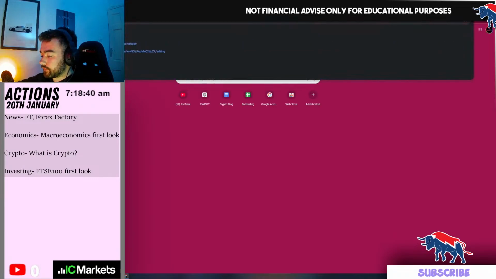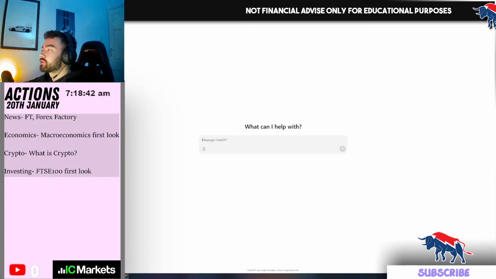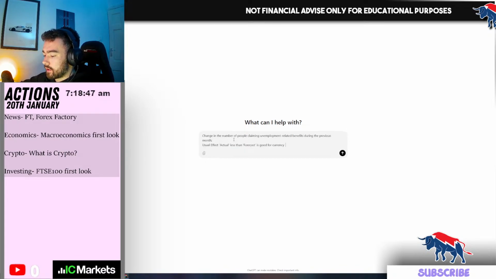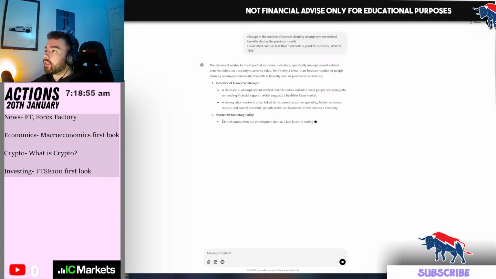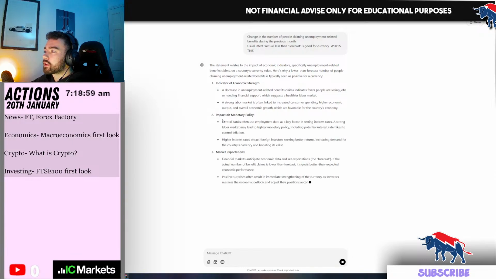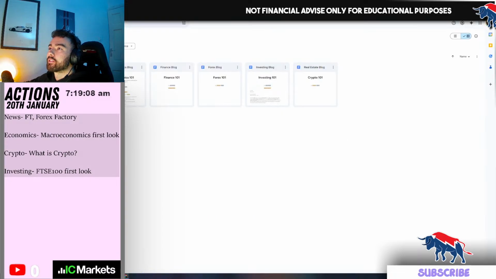So this could be our first starting session. Let's really delve into why this is. Why is this? On a country's currency value, here's why a lower than forecast number of people claiming unemployment is typically seen as a positive for a currency. Indicator of economic strength, which makes sense, doesn't it? So let's get our economics blog.